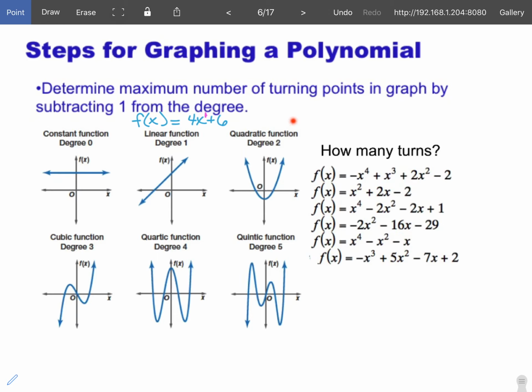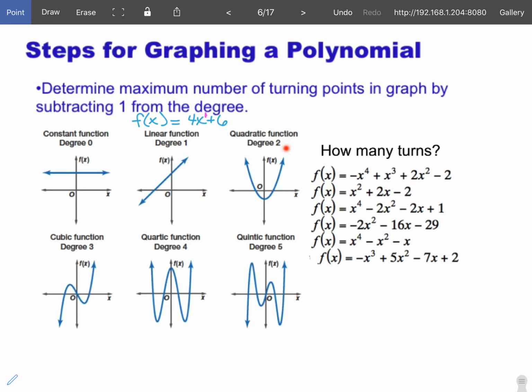If we had an x squared, if our degree was a 2, then this is what our graph would look like. So this is talking about how many turns we have. Basically, you find the degree and you subtract 1 from the degree, and that tells you how many turns there are. So see, this has a degree of 1. Well, if we subtract 1 from 1, we get 0. So that's why there's no turns. It's just a straight line.